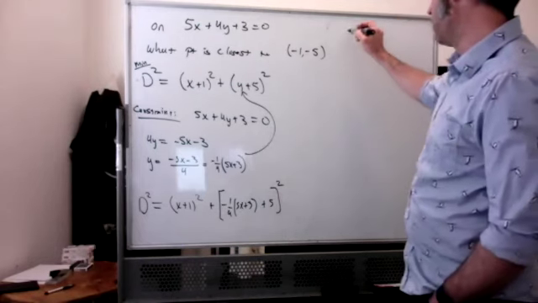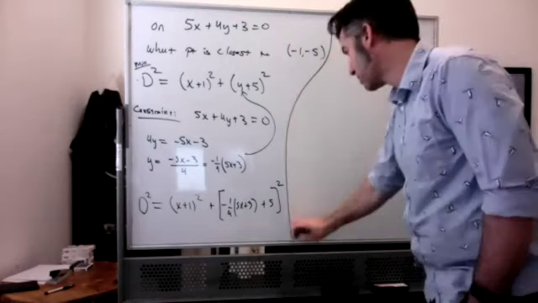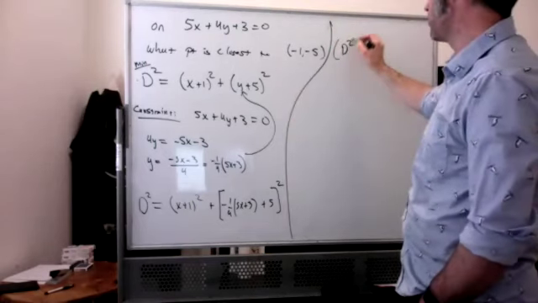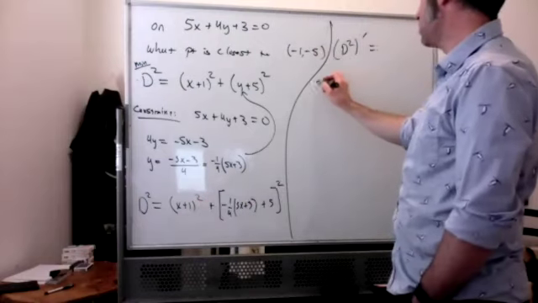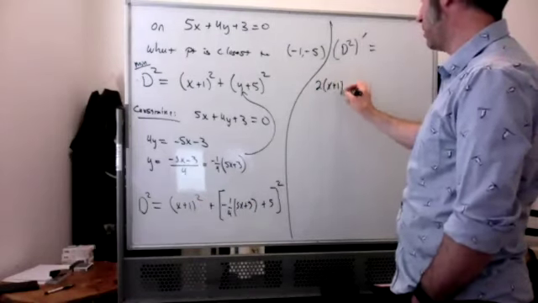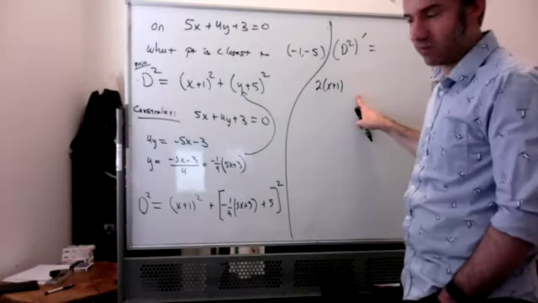So let's take the derivative here. My derivative of d squared, so some stuff squared, is 2 times my stuff to the first power times the derivative of my stuff, which is a 1 and a 1.